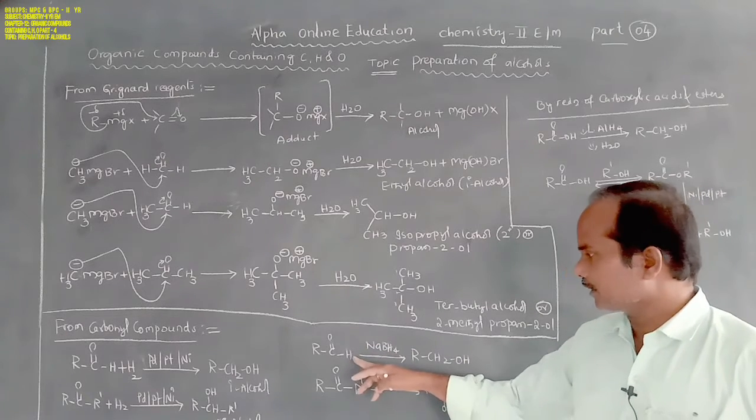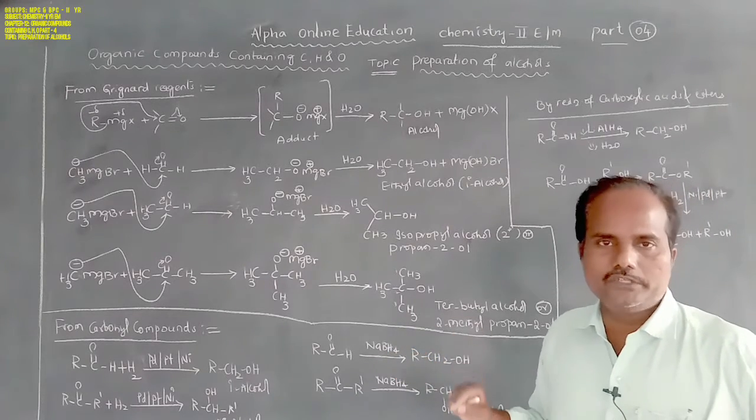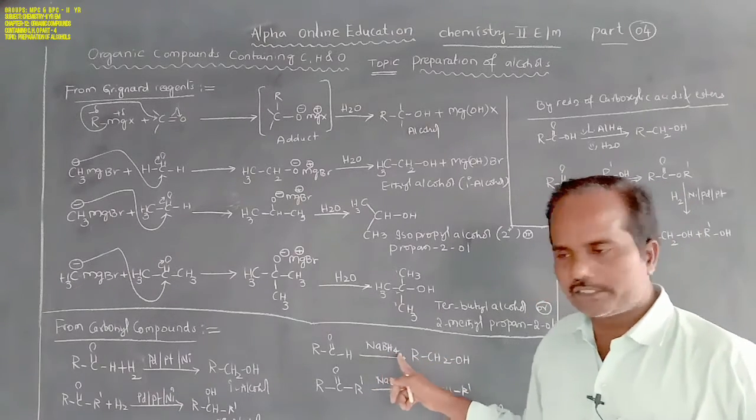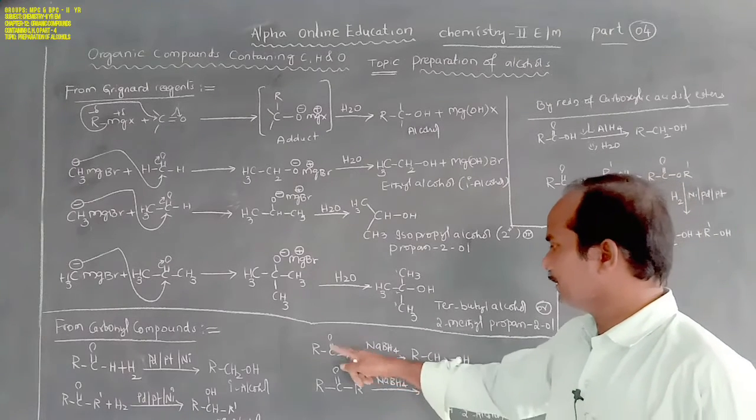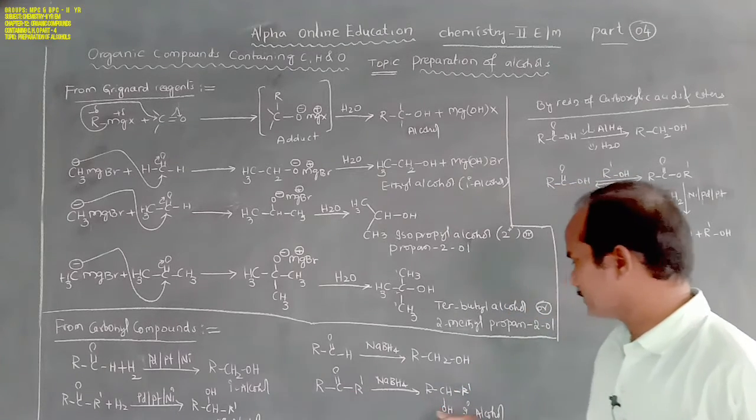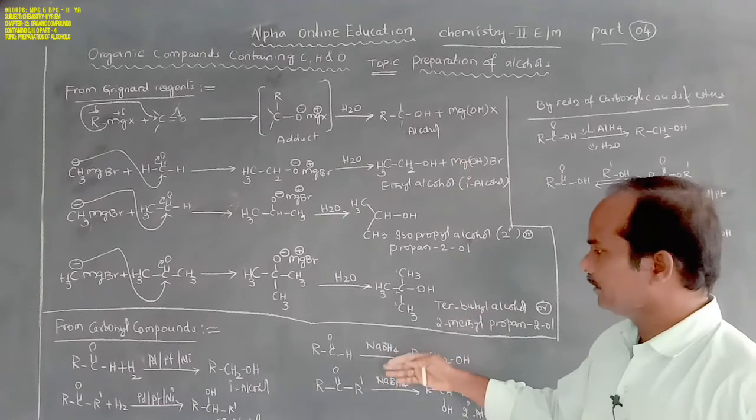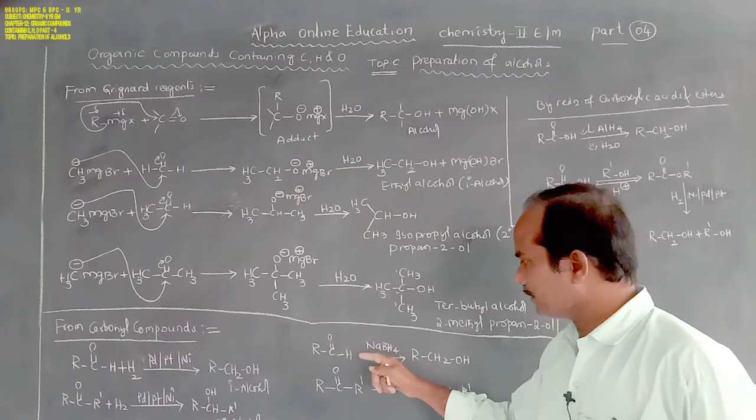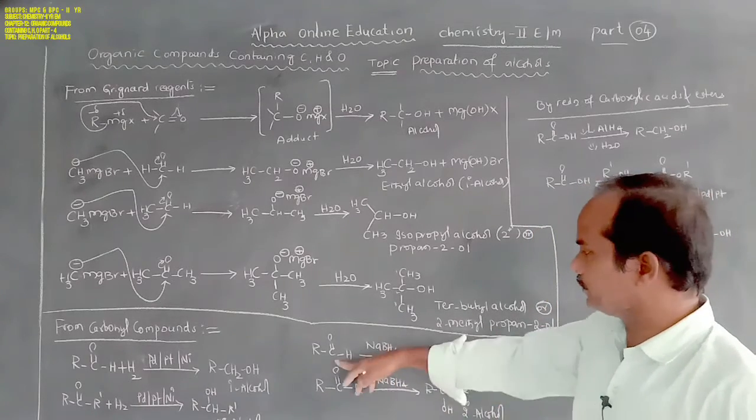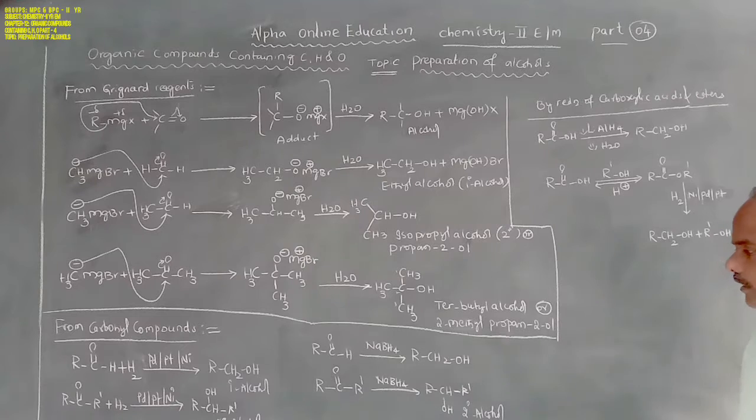Next, carbonyl compounds can give alcohols in the presence of reducing agents, that is, sodium borohydride. Sodium borohydride is considered a reducing agent. In the presence of sodium borohydride, aldehydes give primary alcohols and ketones give secondary alcohols. Here we are not using hydrogen gas, just sodium borohydride. Sodium borohydride can transfer hydrogens to the aldehydes as well as ketones. That's why primary and secondary alcohols are formed.